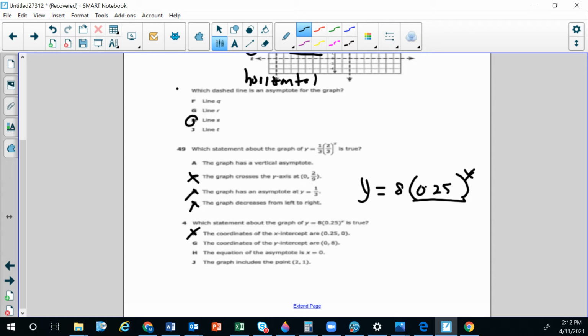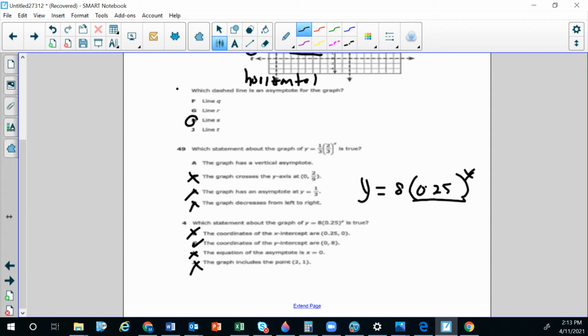And so, yes, y is 8. Okay, so that looks good. Let's look at the other one. The equation of the asymptote is x equals 0. No, the equation of the asymptote occurs at y equals 0. So that's not correct. And the graph includes a point. No, if you plug in these points, that is not correct. So there you go. So your answer is B.